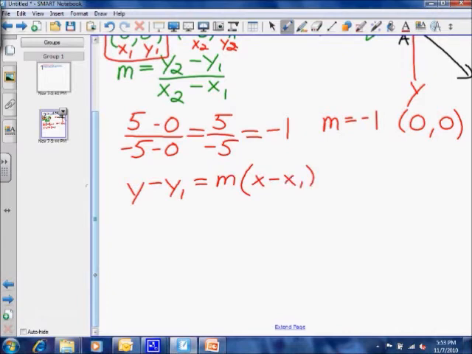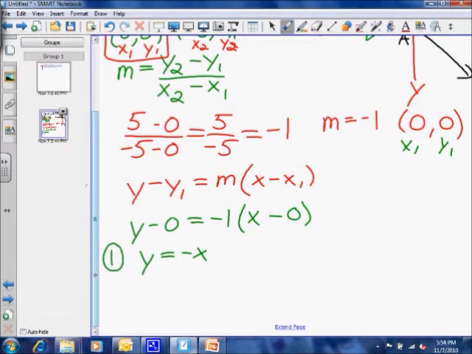Alright, now a lot of work has to go in for this equation because I have both zeros for the x1, y1. So I have y minus 0 is equal to -1 x minus 0. Simplifying, I just have y is equal to -x. So that's my equation of line S. So this is step number 1. I need the equation of the original line. Okay, and I have that now.